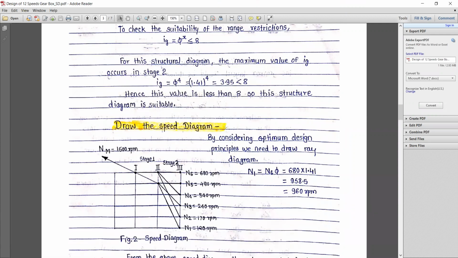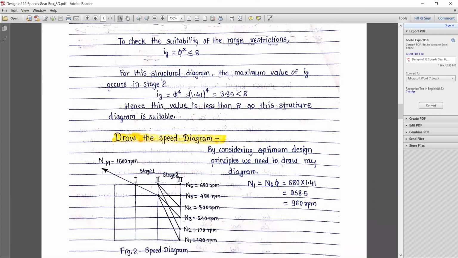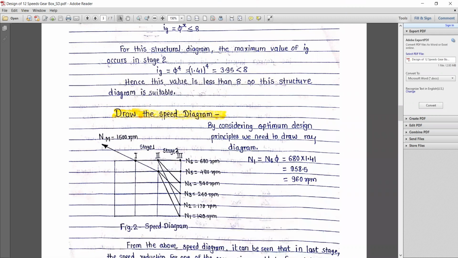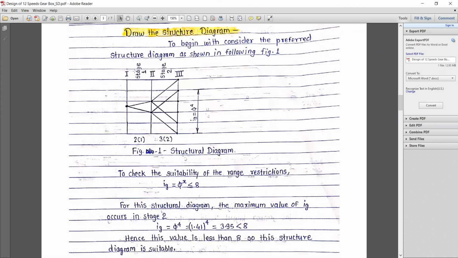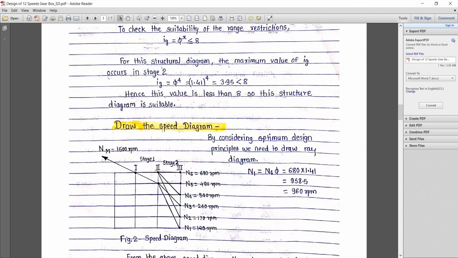For the structural diagram, the maximum value of Ig occurs in stage number 2. So that is the maximum transmission ratio, Ig, and it occurs in stage number 2 because there are various changes. In stage number 1 only 2 outputs are there. In stage number 2 there are 6 outputs. So the variation in transmission will occur maximum in stage number 4. So Ig is 5 raised to 4.